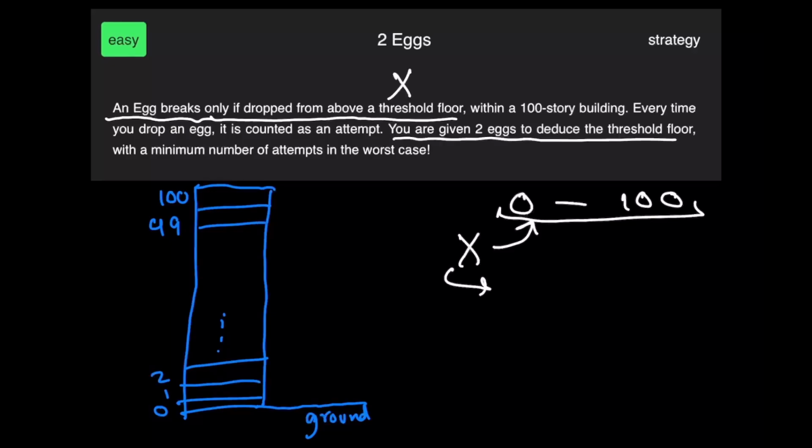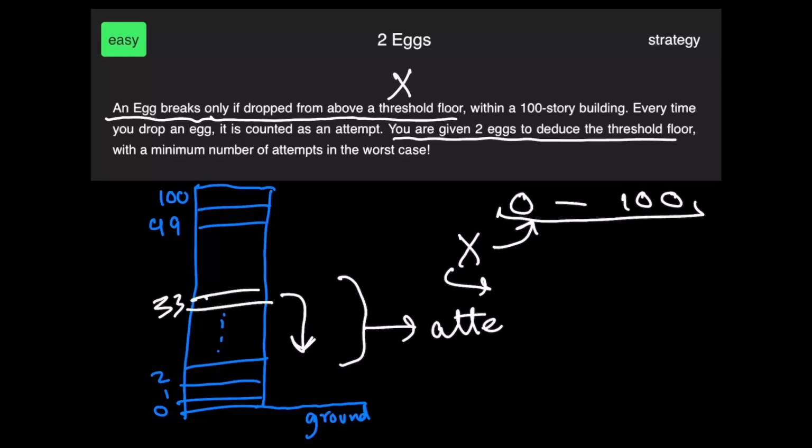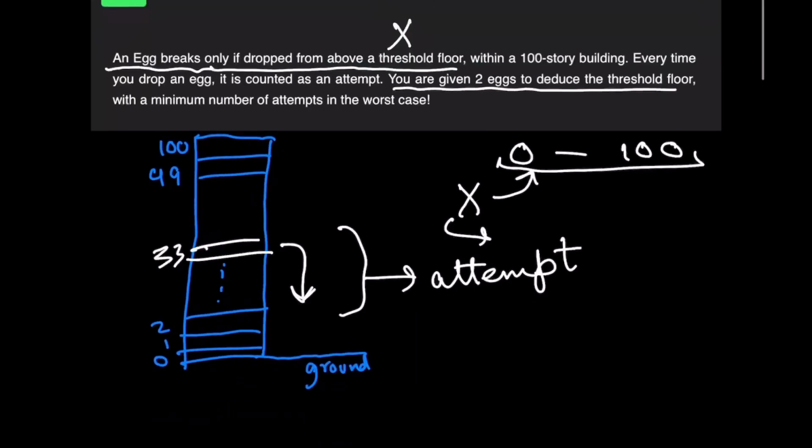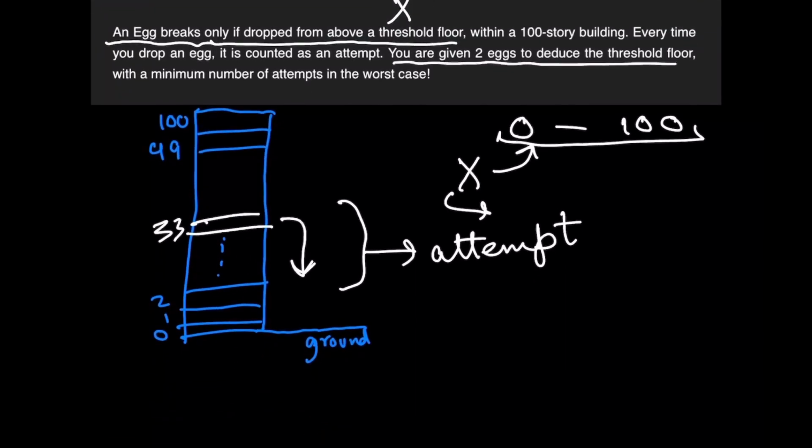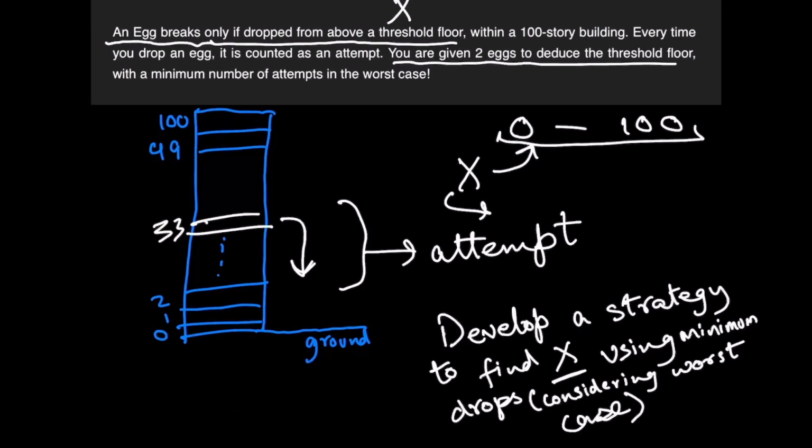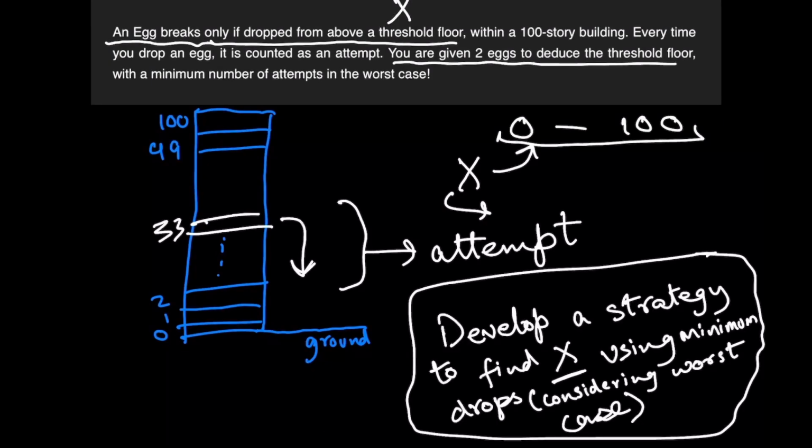An attempt means, say I take one of my eggs, I go up to floor number 33 and I try to throw it downwards, or I just try to drop it from that floor. Now it could either break or it might not break. Either way, this is counted as one attempt. So our final goal is basically to minimize this. This is what we have to focus on.